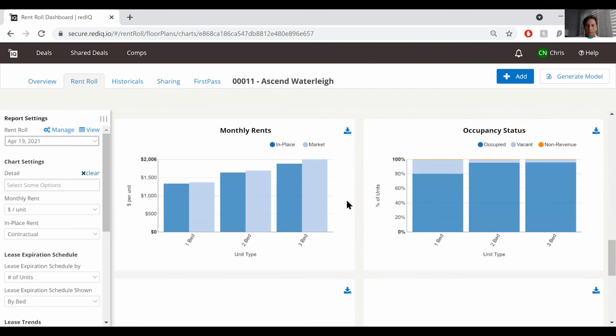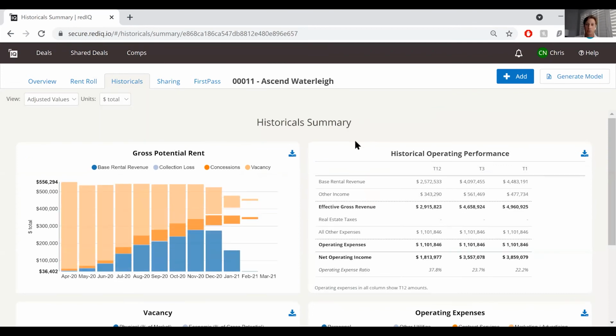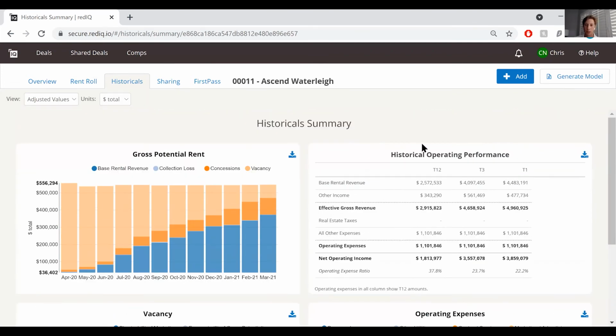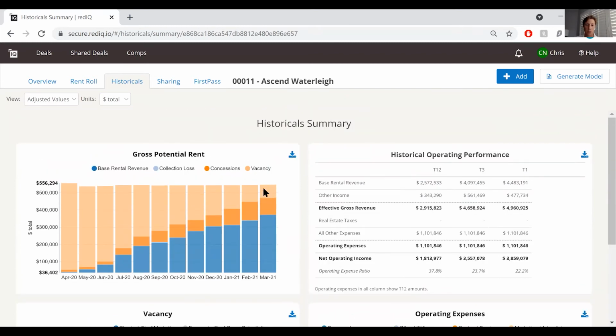Great. So it also shows the difference between market rent and in place, or what they're actually achieving compared to what they're marketing. All sorts of different things. Occupancy. So here is the historicals, which is the T12, the income and expenses. And it shows the gross potential rents, vacancy, concessions, and the base rental revenue. And you can see the increase over the months.